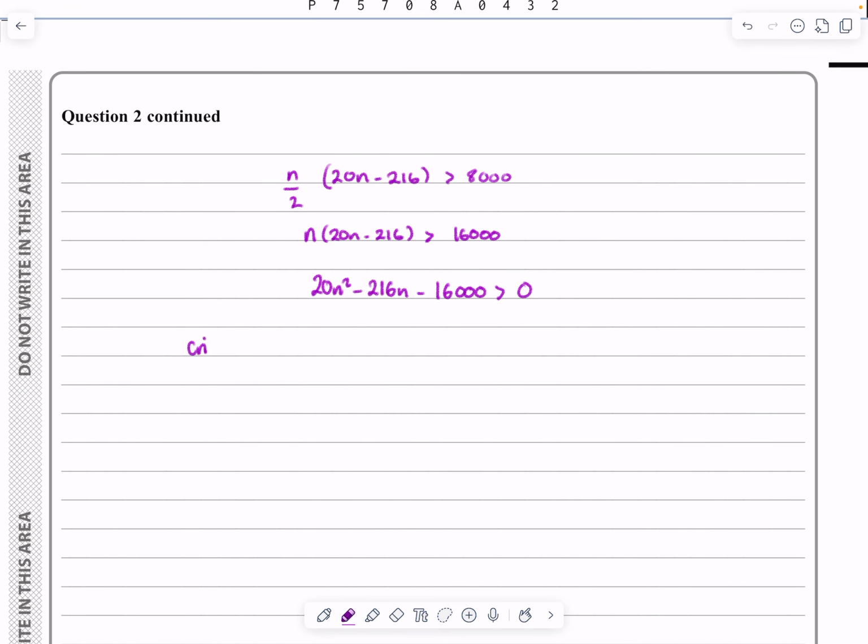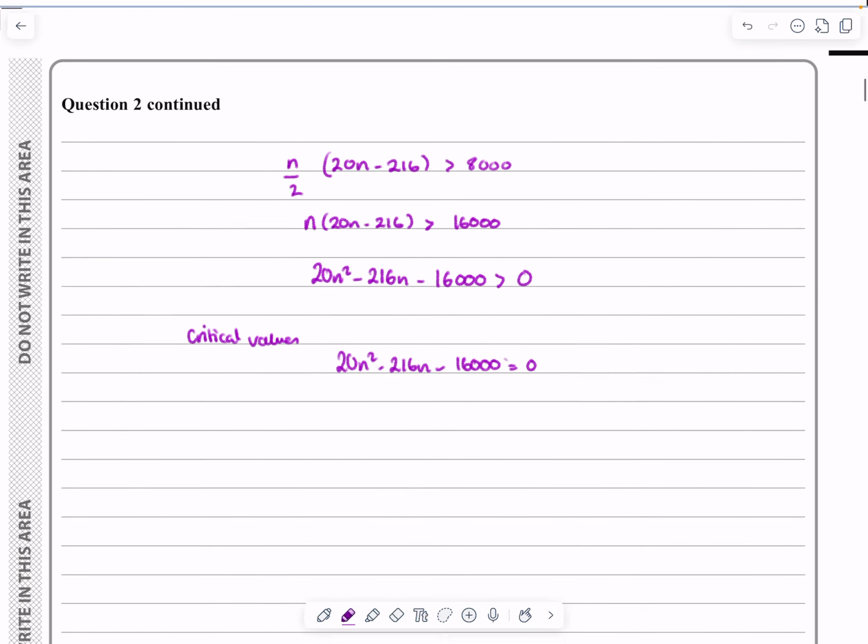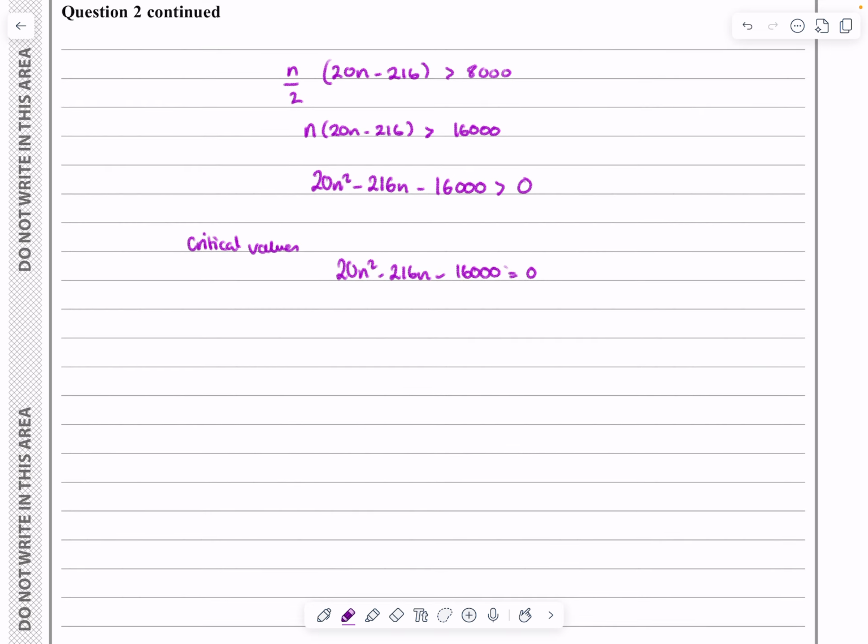The way to solve an inequality is to find the critical values, which now means I can put it equal to 0. So 20n squared minus 216n minus 16,000 equals 0. And then let's just solve that using the quadratic formula. I might divide everything out first, see if it factorizes. I divide everything by 4 there, and I'm going to get 5n squared minus 54n minus 4,000 is equal to 0.